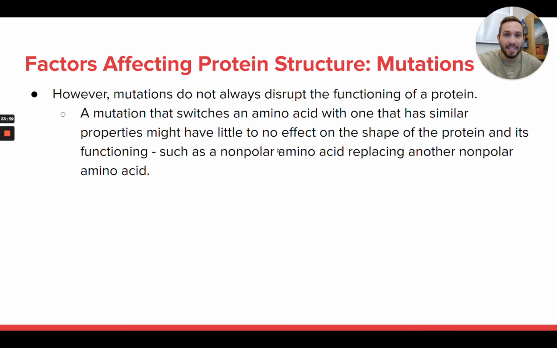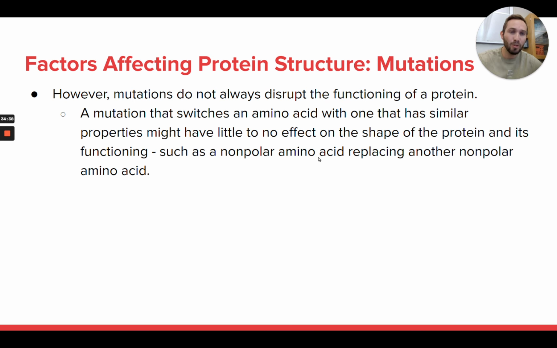It might also be important to note that this is not always the case. Not all mutations disrupt the functioning of a protein. So just keep this in mind because these examples come up as well. It is possible to have a mutation that changes an amino acid with a different amino acid that does not end up with the protein folding incorrectly, or maybe the protein folds mostly correctly and is able to still work mostly normal, and so it doesn't really have an effect on the individual. For example, if you change an amino acid with one that has similar properties, it might have little to no effect on the shape of the protein and its functioning and how it's folding up.